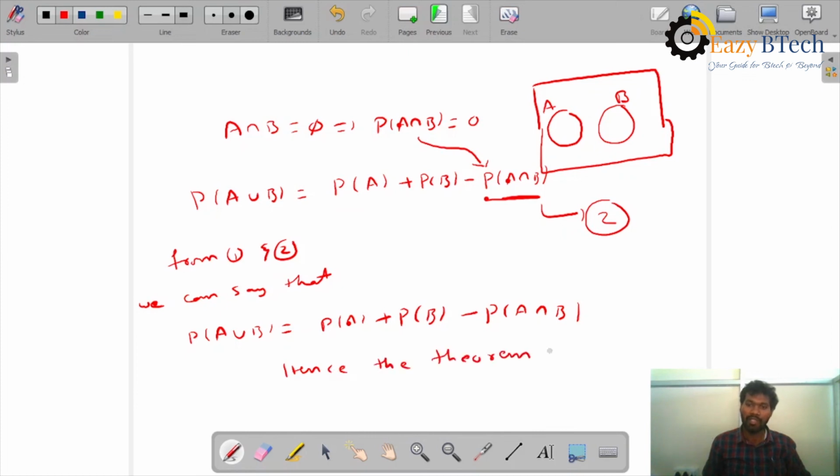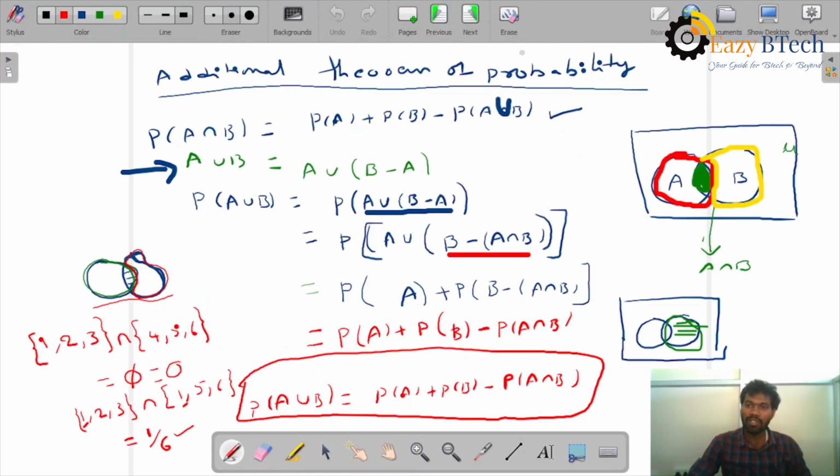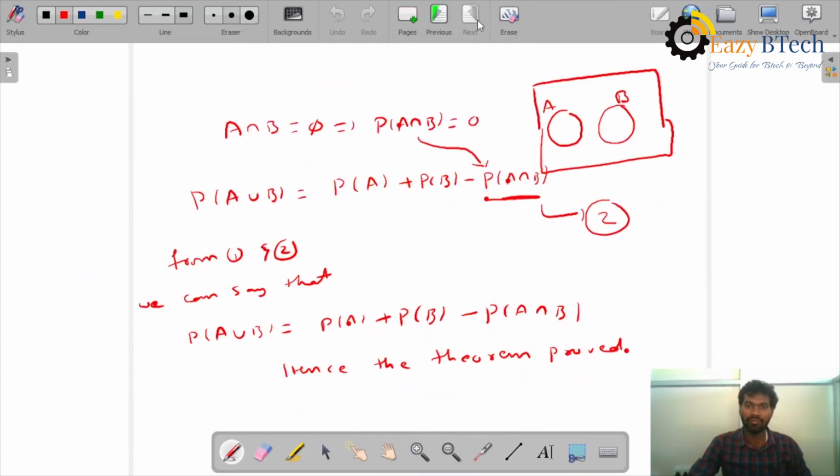To show the theorem, how many events am I considering here? Two events, in two cases. One is not mutually exclusive, another one is mutually exclusive. Okay, next one.